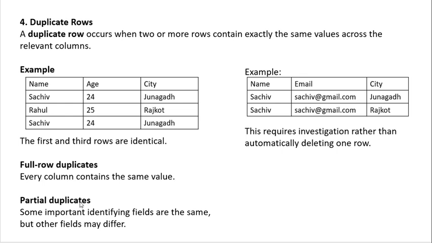Partial duplicates are where some important identifying fields are the same but other fields may differ. From this example, the names are the same and the email is also the same, but the cities are different. This requires investigation rather than automatic deletion of one row.